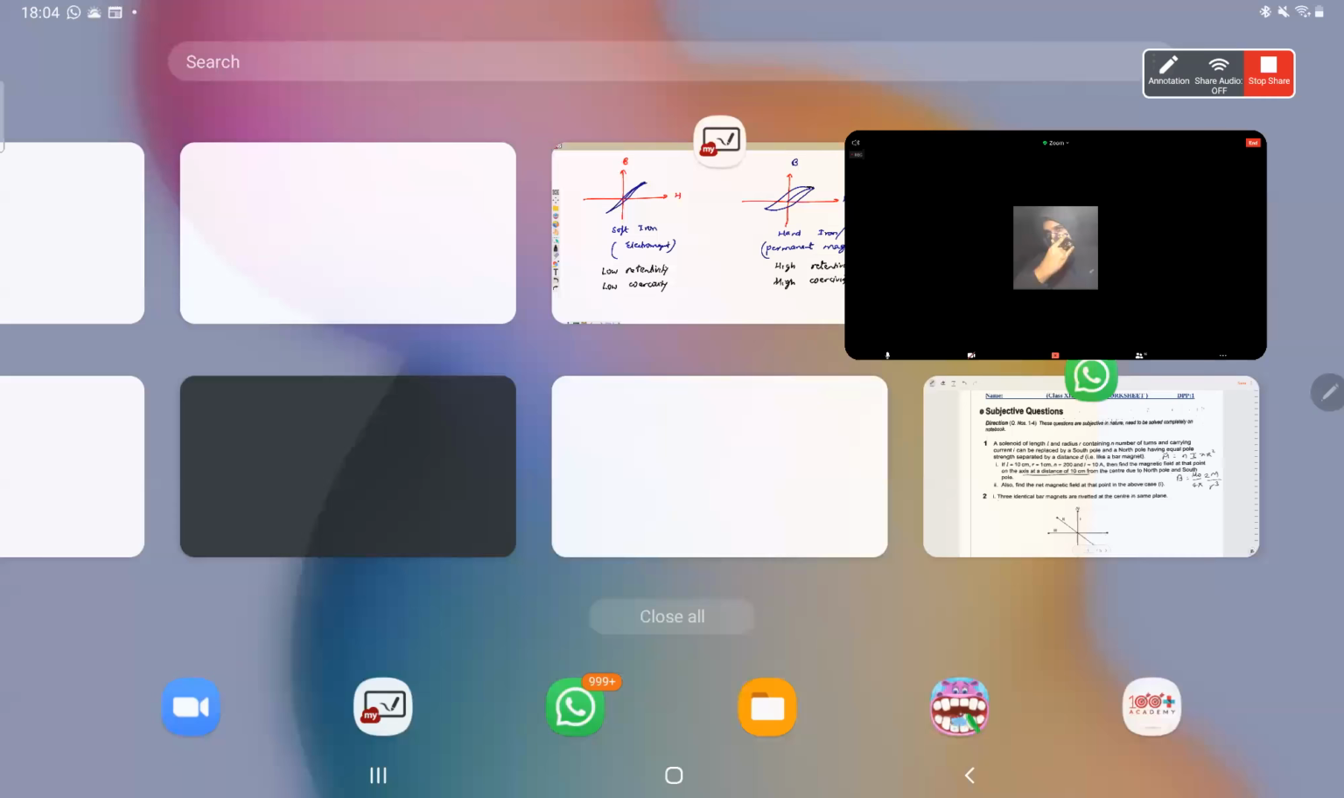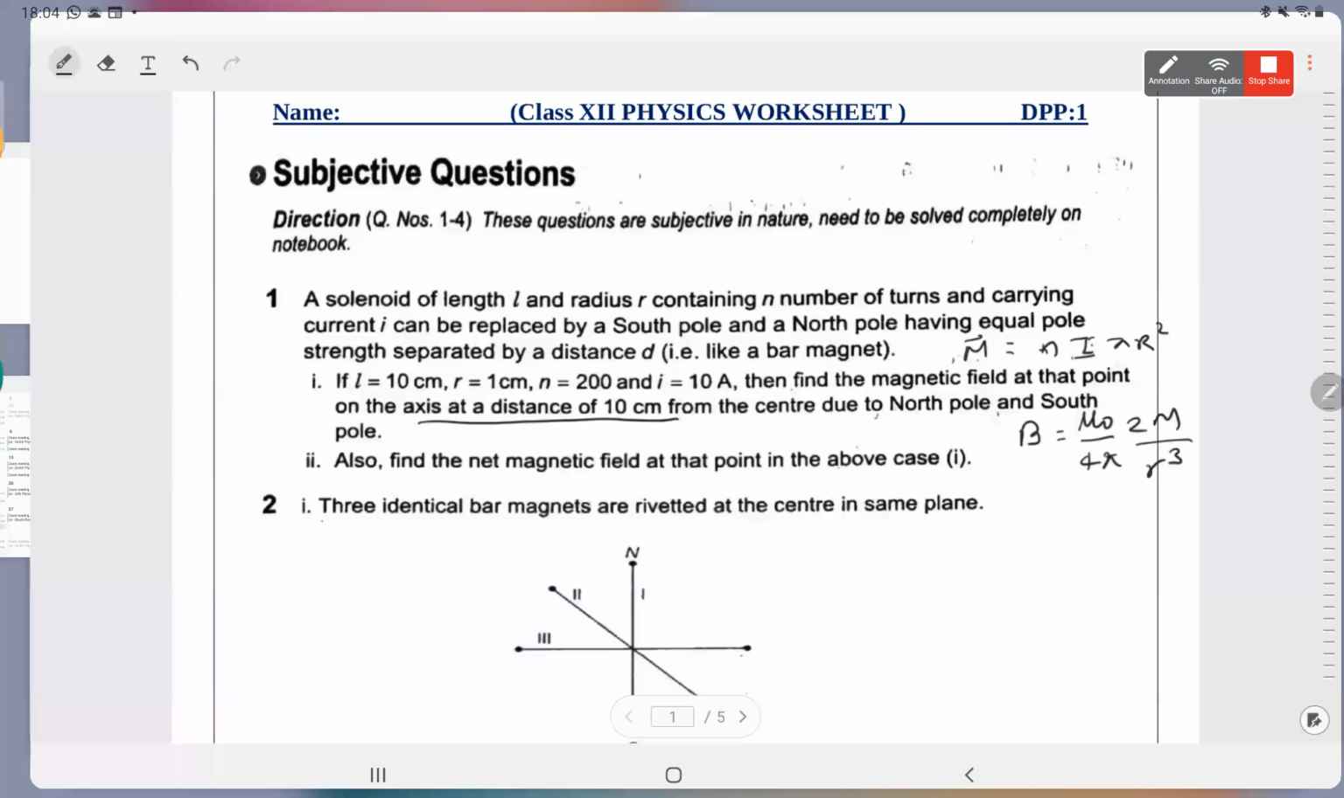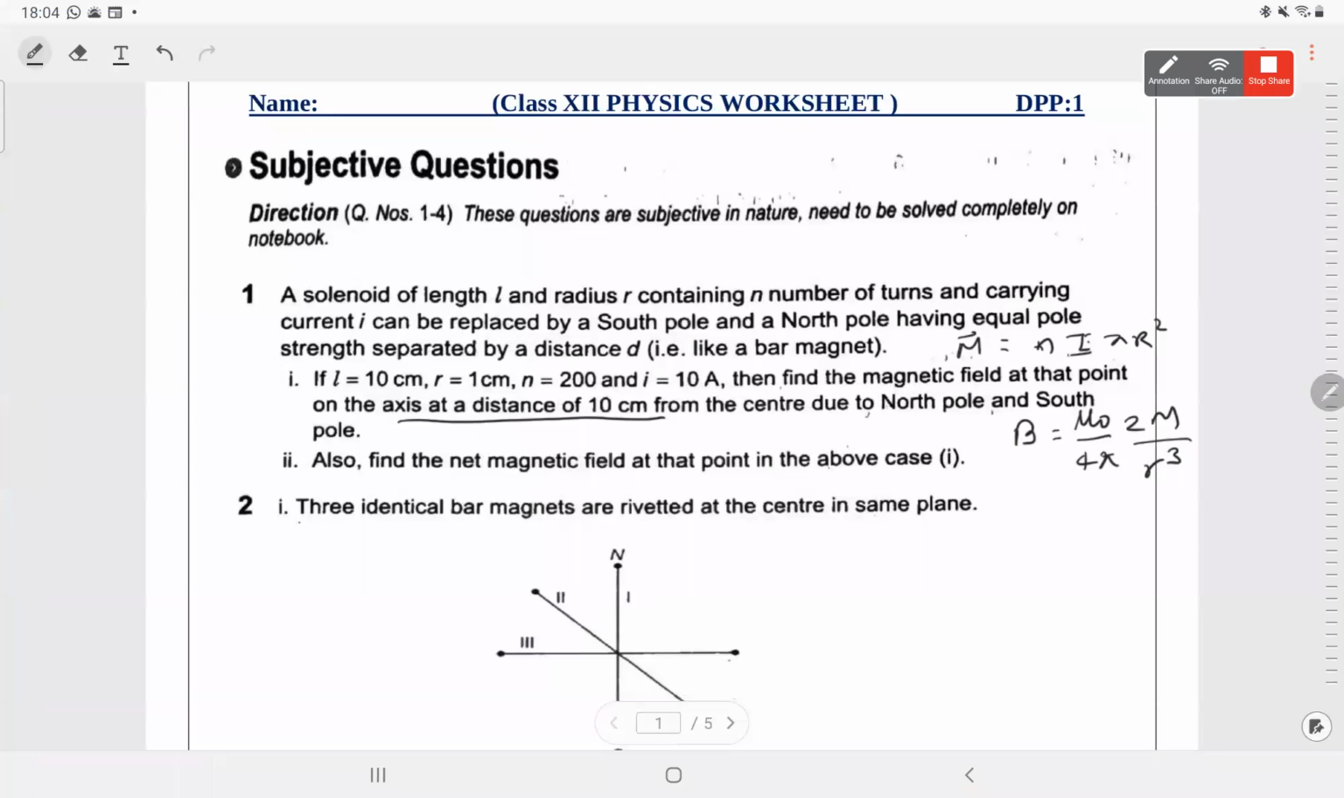Right. Anyone got the answer? Anyone got the answer? So we have to just put the magnet's dipole moment. We have to use mu is equal to n into I into A, and then the formula is mu naught by 4 pi into 2m upon r cube. Second is also, find the net magnetic field at that point in the above case.